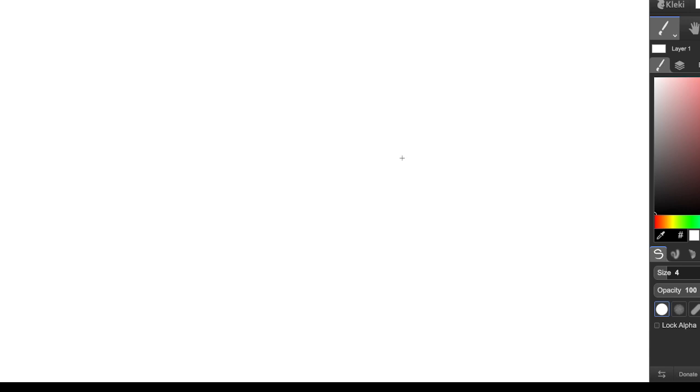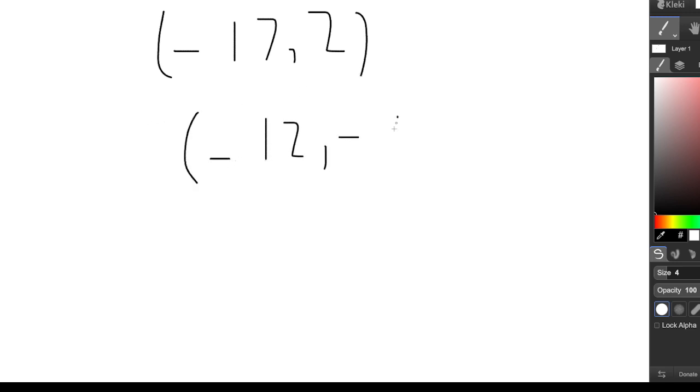Alright. I have another point. -12, -6. And then a point. I'll write it down below here. Or actually, no, wait. Make it like this. So we have a point, right? -17 and 2. Our midpoint right over here is -12 and -6. What are the coordinates of the other point?